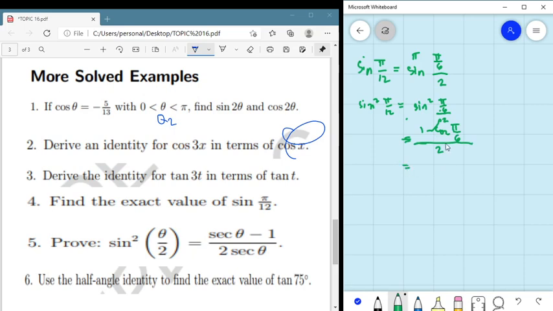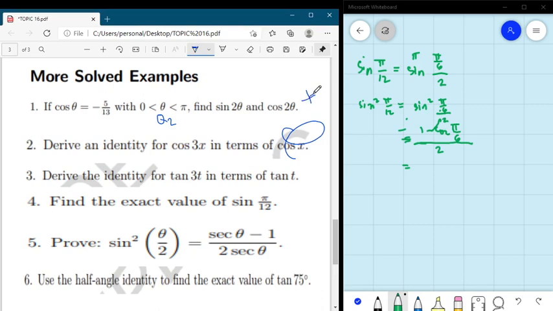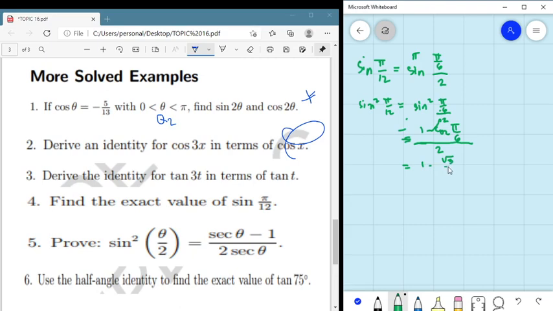Therefore, substituting cosine of pi over 6, it's 1 minus square root of 3 over 2, all over 2, which is similar to 2 minus square root of 3 all over 2. So we have 2 minus square root of 3 over 2 times 1 half, and that would be equal to 2 minus square root of 3 over 4. This is sine squared of pi over 12.